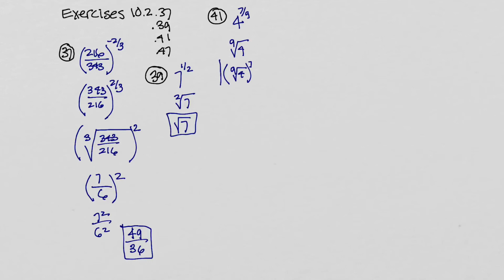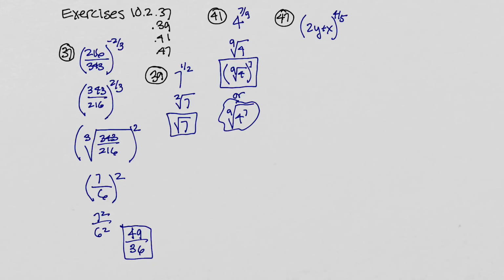That's the way I think that it's best to write this, but you could also write it like this. The 9th root of 4, that 7 can go outside or it can go inside. So we could write this. Either one of those will work, but as far as computing goes, this is probably better.